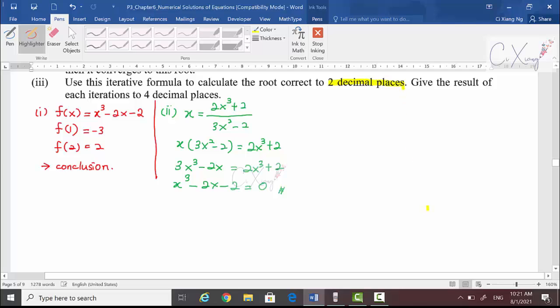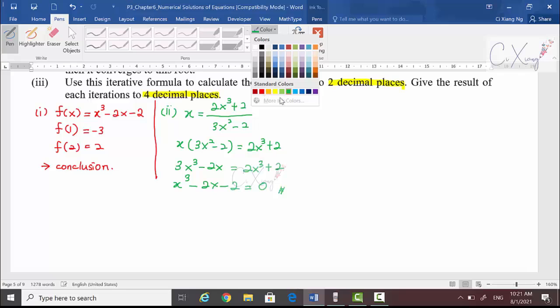All right, and after that, your final answer should be in 2 decimal places. But when you list out the sequence of approximation, every iteration you must have 4 decimal places. So these are the accuracy requested by the question itself. Okay, they will mention clearly what they want. All right. Okay, so maybe we can start now to do on this part.